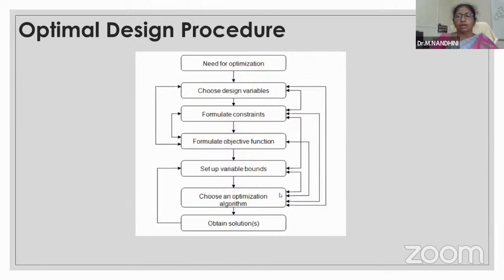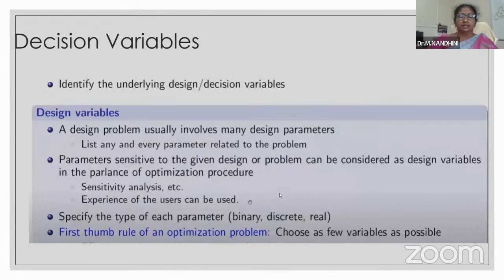Then, after setting all these things, we have to go for finding the optimization algorithm. Then we have to get the solution and evaluate the solution with suitable factors. So this is the procedure: whatever the application may be, if you want to target optimizing it, it is to be followed. Following this, we are going to see each of the decision variables and objective functions, everything. These decision variables, as I told you, can be called design or decision variables.